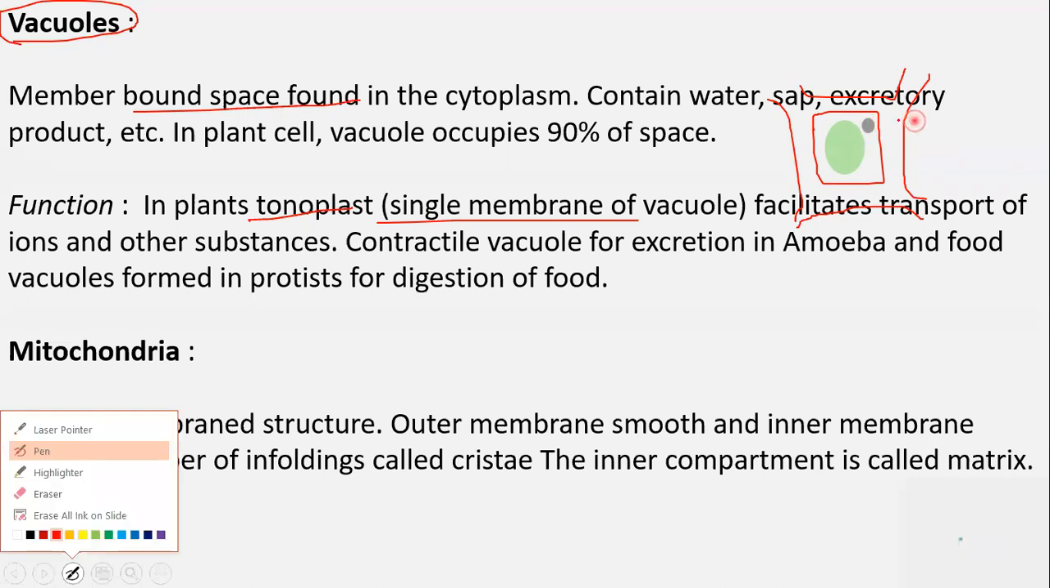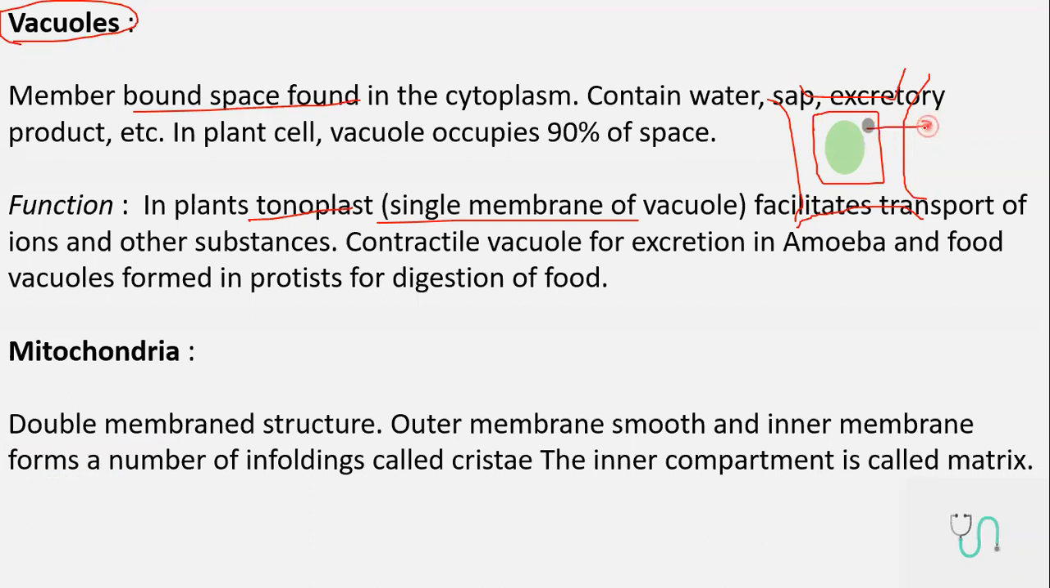So guys, this small structure is referred to as the nucleus, and this structure is the vacuole. The vacuole is filled with fluid, which is known as the cell sap. Contractile vacuole for excretion in amoeba, and food vacuoles are found in protists for the digestion of food. Clear, everyone? I hope it's perfectly clear.